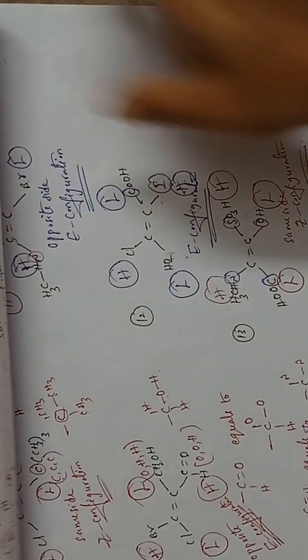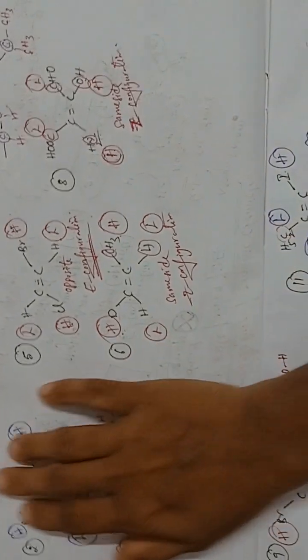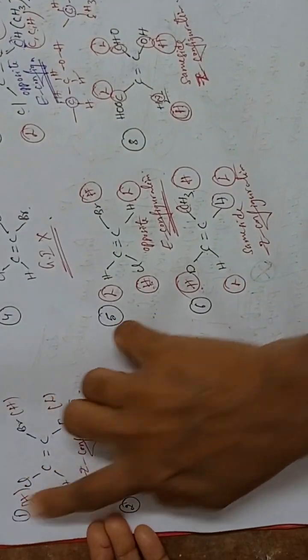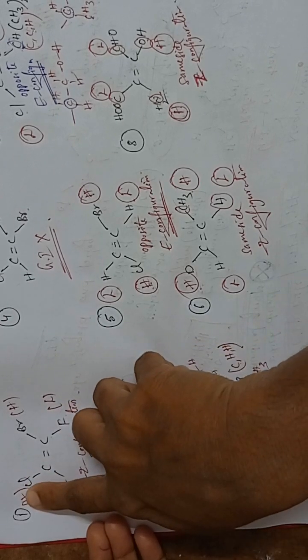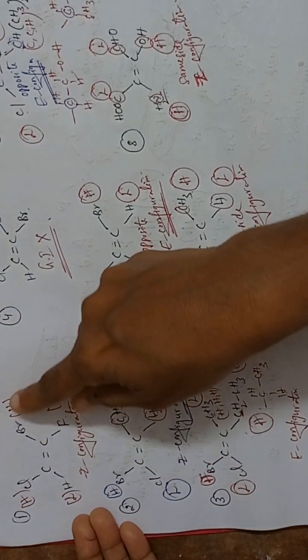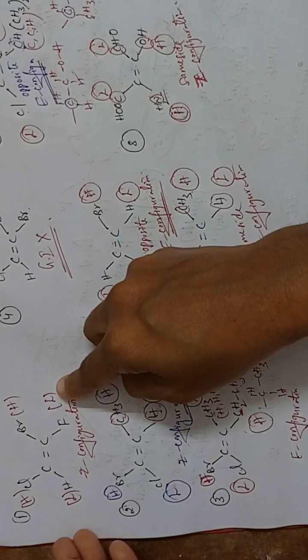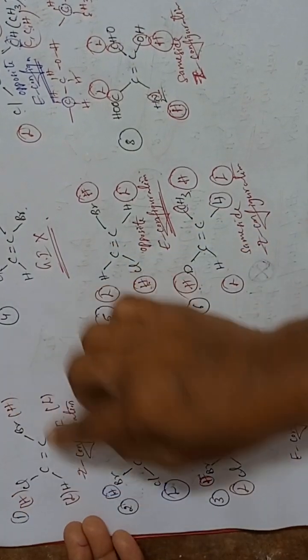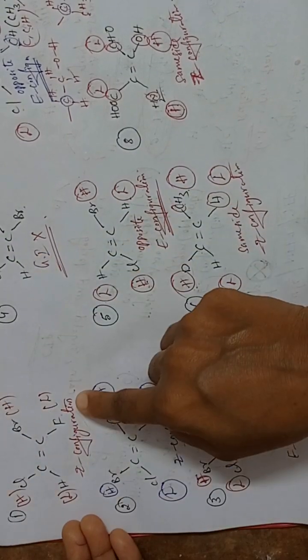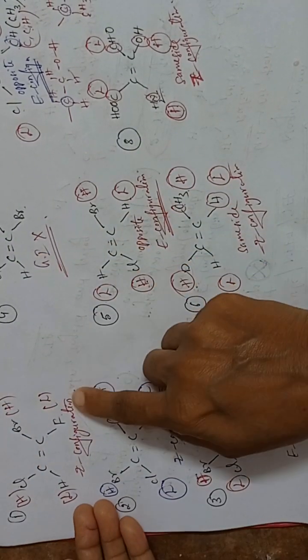Now we see one example and discuss it. See here, C double bond C. Here chlorine and hydrogen: chlorine has the higher atomic number, hydrogen has the lower atomic number. Here bromine and fluorine: bromine is higher, fluorine is lower. Understanding? Now the higher atomic number groups are present on the same side of the doubly bonded carbon atoms, so it is Z configuration. Clear? This is Z configuration.